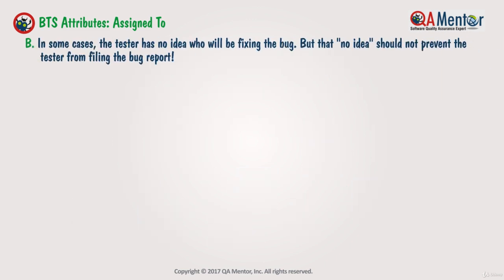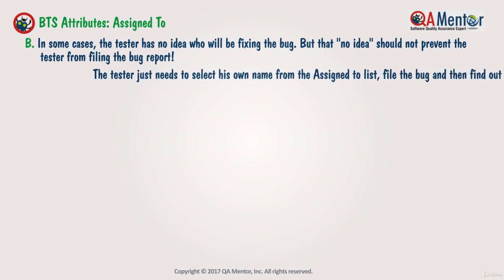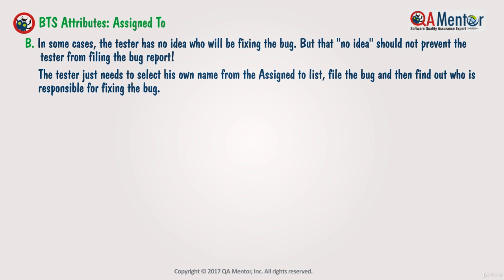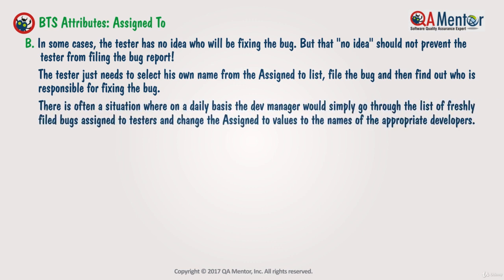B. In some cases, the tester has no idea who will be fixing the bug, but that should not prevent the tester from filing the bug report. The tester just needs to select his own name from the assigned to list, file the bug, and then find out who is responsible for fixing the bug. There is often a situation where, on a daily basis, the dev manager would simply go through the list of freshly filed bugs assigned to testers and change the assigned to values to the names of the appropriate developers.